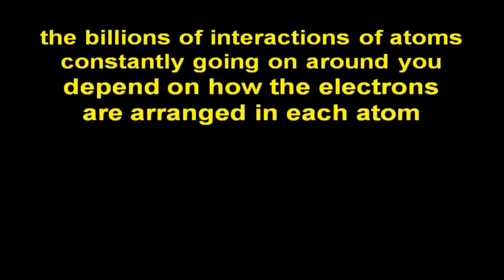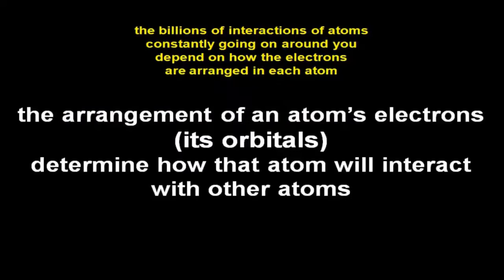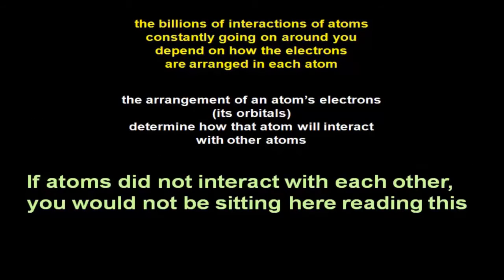So what, might you ask, does that have to do with anything? Why do we care about how electrons are arranged in atoms? Well, atoms are constantly interacting around you on the Earth and the solar system and the universe. Those interactions depend on how electrons are arranged in each atom. That arrangement, its orbitals, determines how the atoms interact with other atoms. If atoms did not interact with each other, would you be sitting here reading this? Probably not. And there are interesting places that have these very specific organizations and these interesting atomic interactions. They're quite popular.